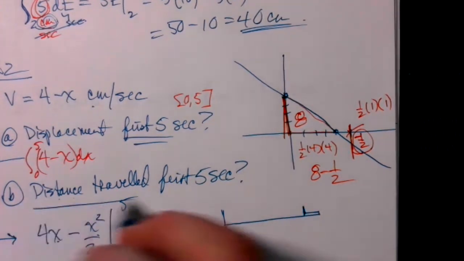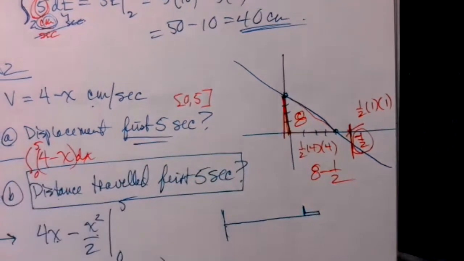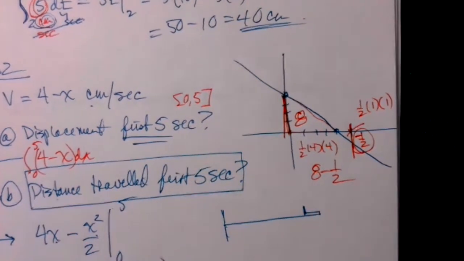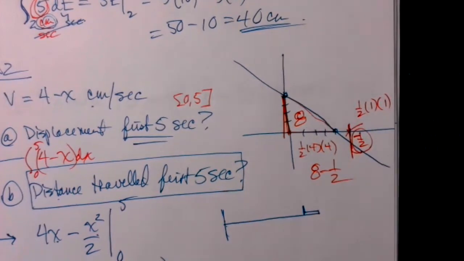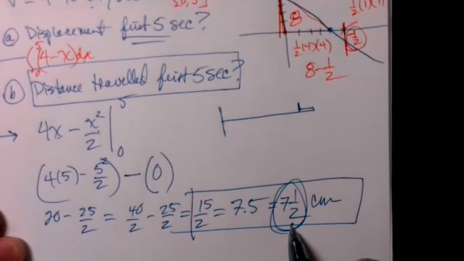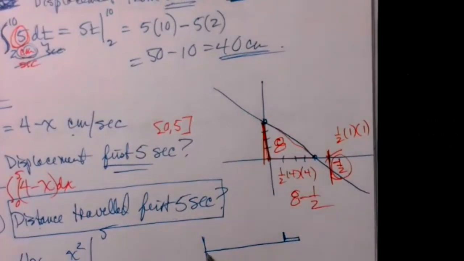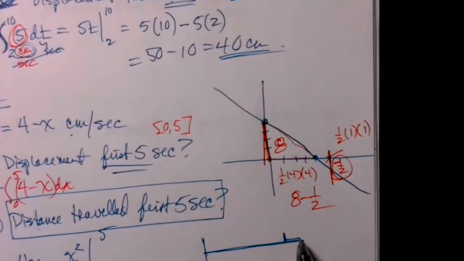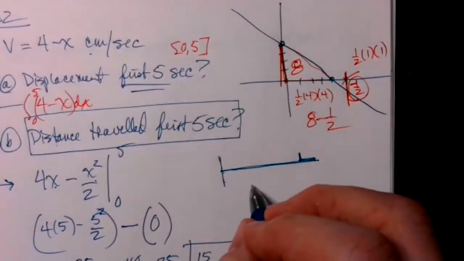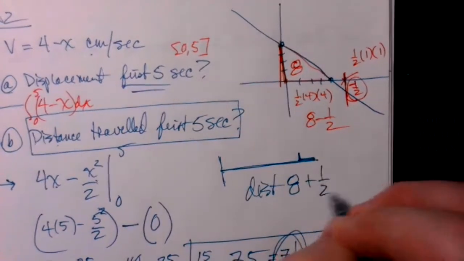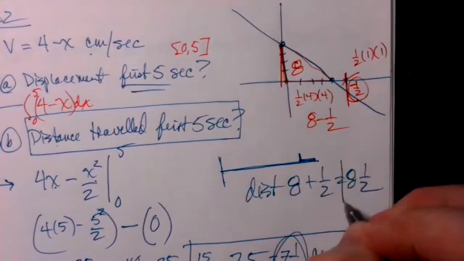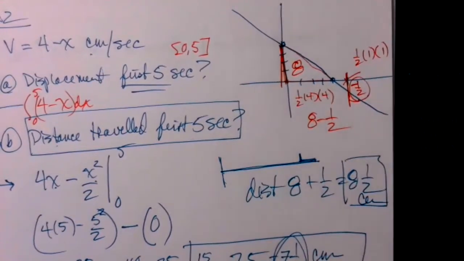Okay, so now the question is, what's the distance traveled? What's the actual distance? Well, it's really not 8, and the displacement is 7.5. That means we finished 7.5 centimeters from where we started. The distance traveled, though, was we traveled 8 centimeters and then backed up 1/2 centimeter. So that distance is really 8 plus 1/2, or 8 1/2 centimeters.